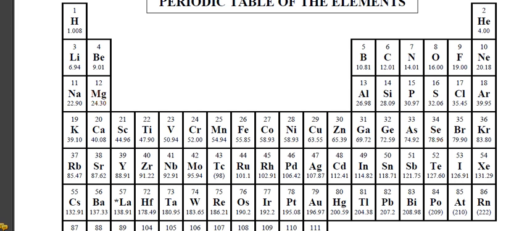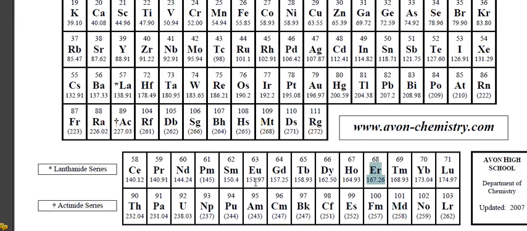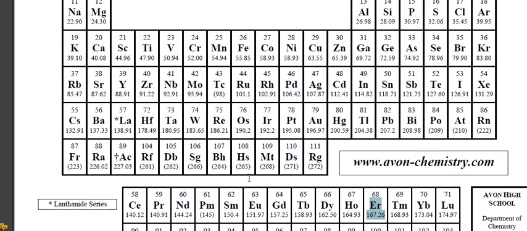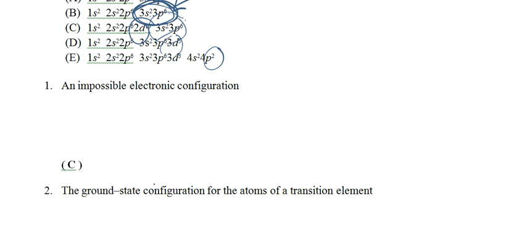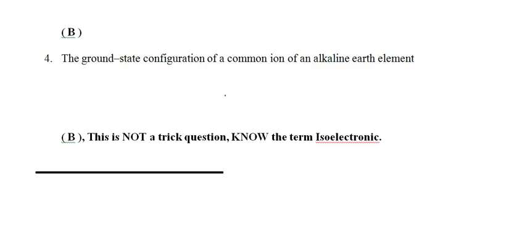So, transition metals, not representative. Inner transition, these are the F orbitals. Inner transition, not representative. Make sure that you know what representative elements are. All right, I think we're done with number 4.